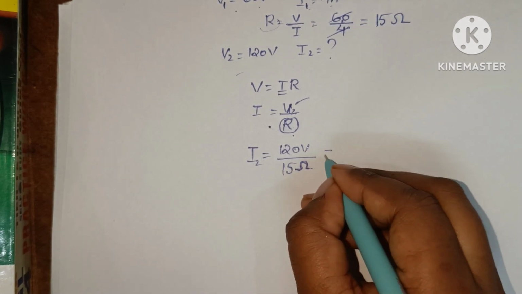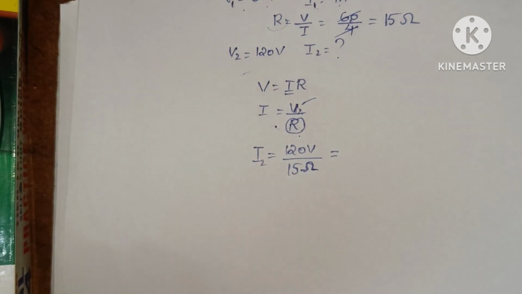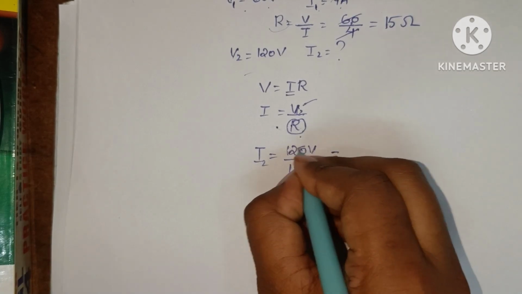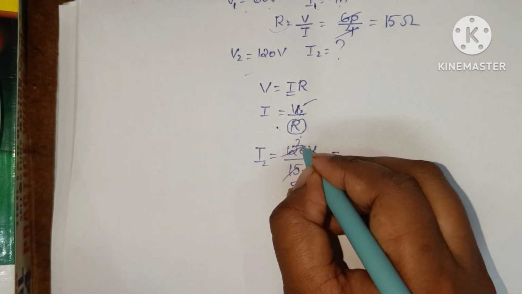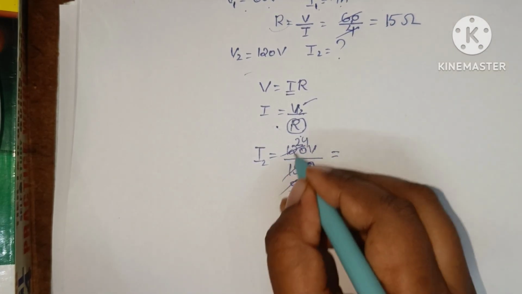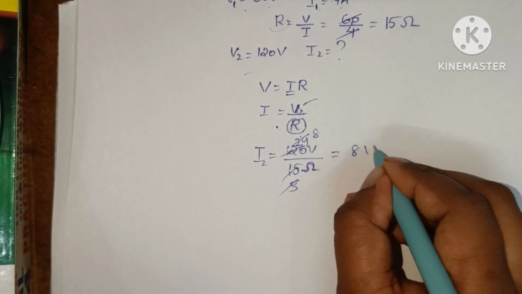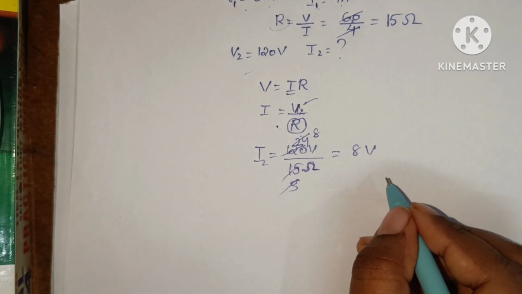Okay, so how much will the answer come? 5 times... 3 times 5... 4... 3 times 8. So 8 volt. How much current? 8 volt.